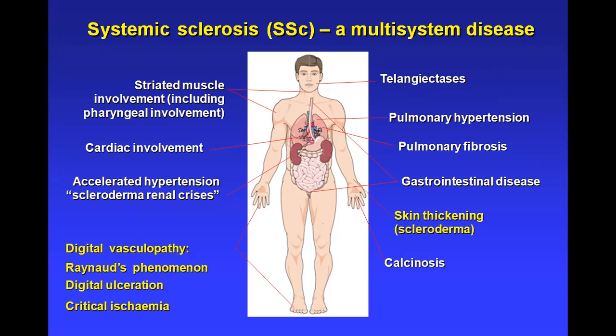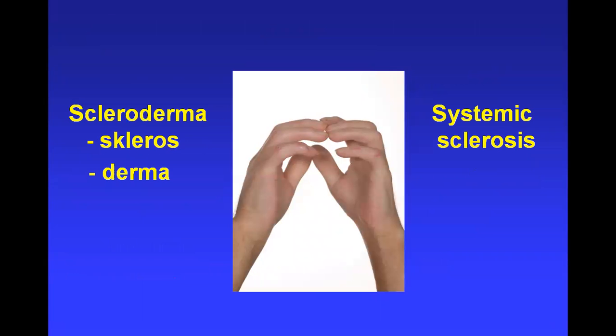Two of the most characteristic clinical manifestations of systemic sclerosis are digital vasculopathy, which is the subject of this talk, and skin thickening, or scleroderma. The term scleroderma means hard skin, and it's often used interchangeably with systemic sclerosis, although technically this is incorrect because scleroderma is simply one manifestation, albeit the most characteristic manifestation of the disease systemic sclerosis.